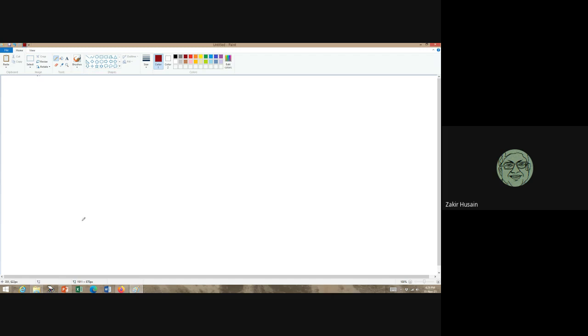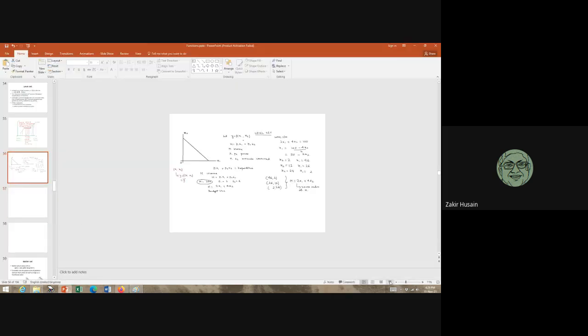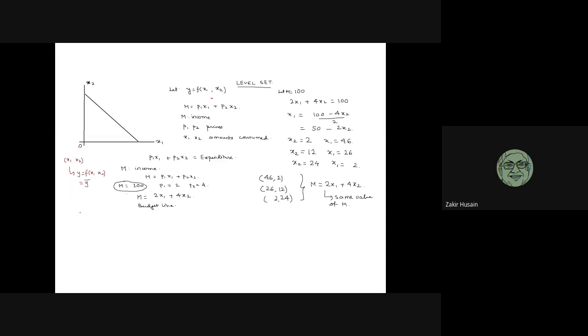So I'll just write it down over here. The level set shows the combinations of x1 and x2 that yield the same functional value.